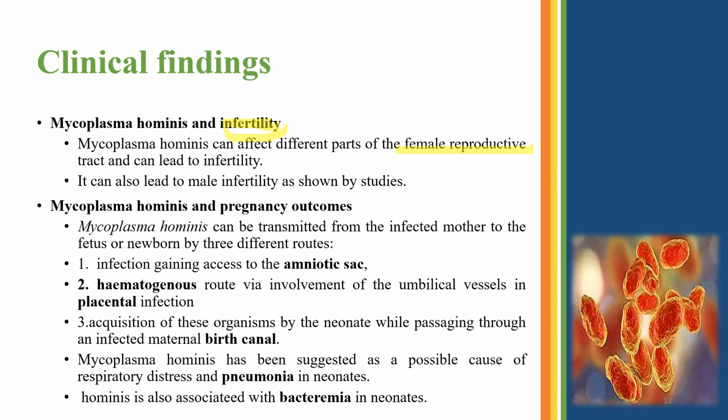Number 1, infection gaining access to the amniotic sac. Number 2, hematogenous route via involvement of the umbilical vessels in placental infection. And number 3, acquisition of this organism by the neonate while passing through an infected maternal birth canal.